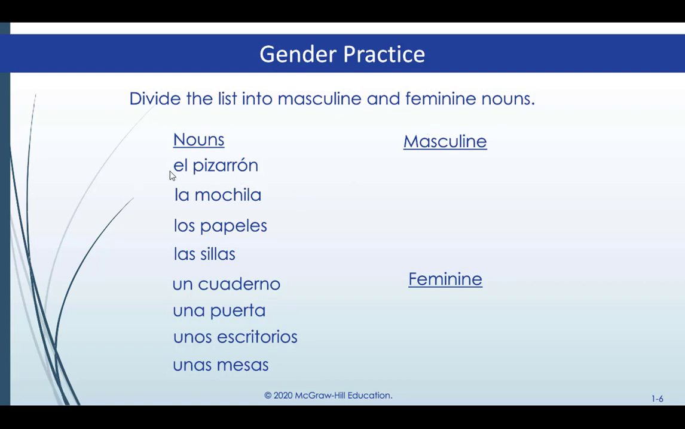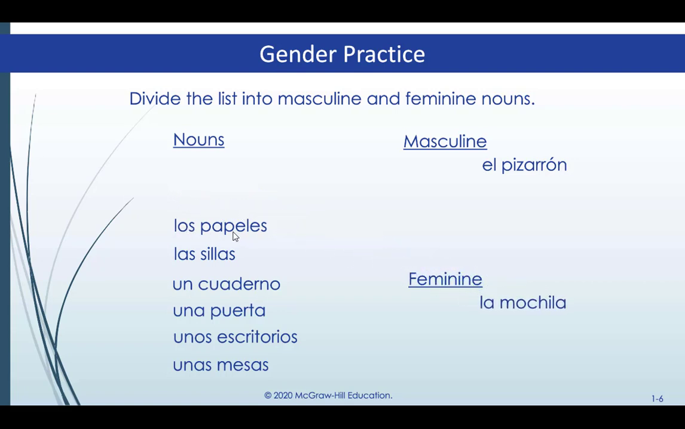Okay, so el pizarrón. It would be better if I didn't give you this, so that you have to look at the ending. The ones that end in N, most of the time, are going to be masculine, and yes, that is masculine. La mochila, well, you already know because you have la, and that means it's going to be feminine. Mochila ends in A, it's a feminine noun.